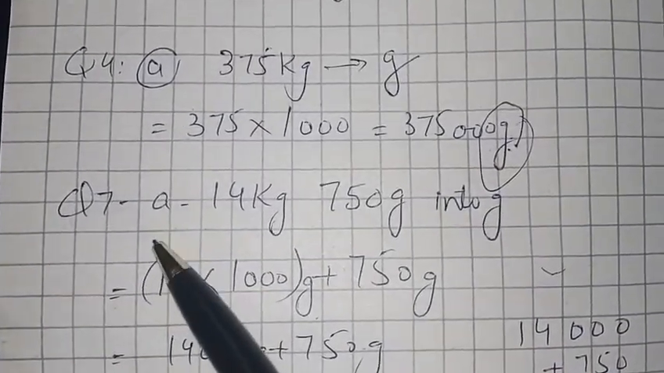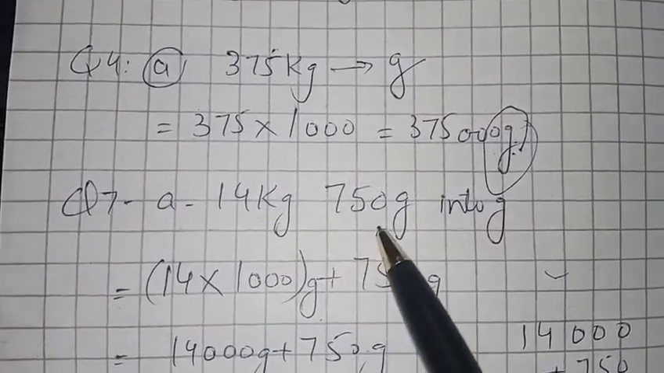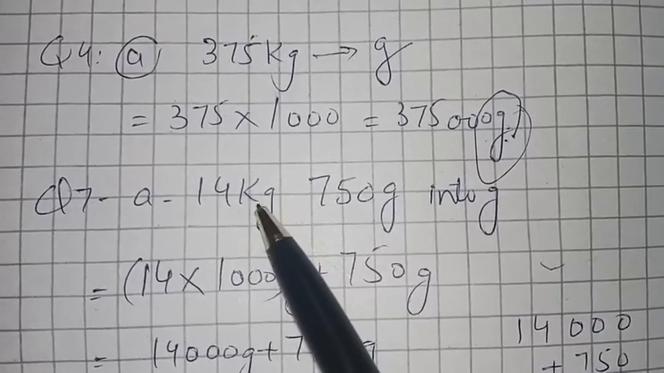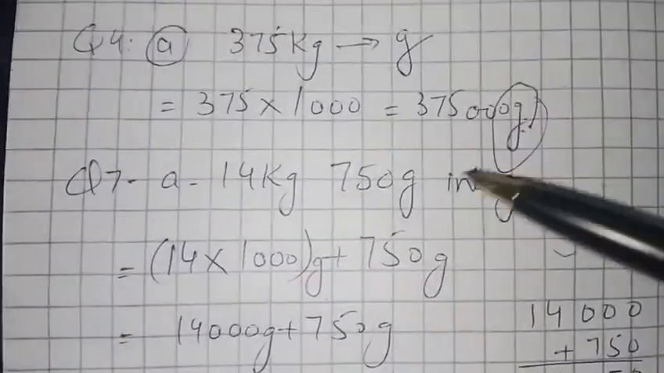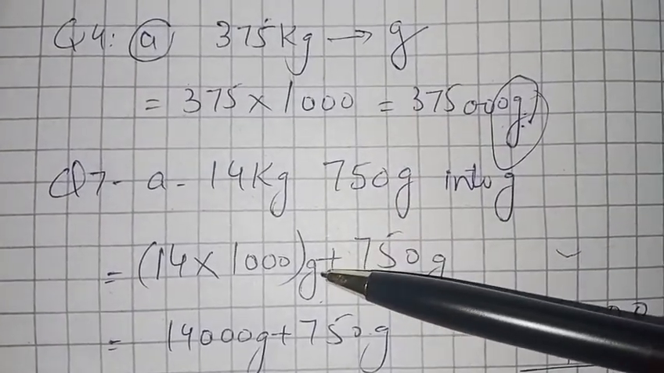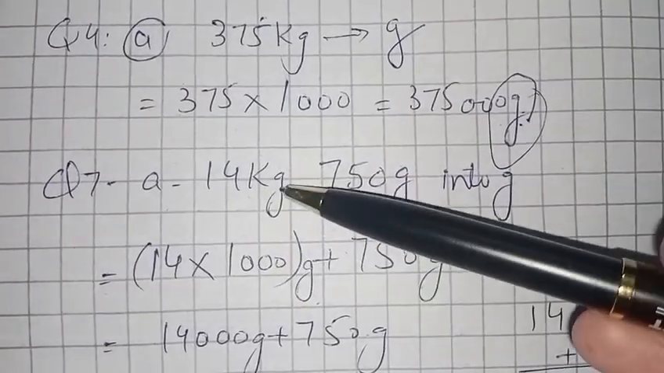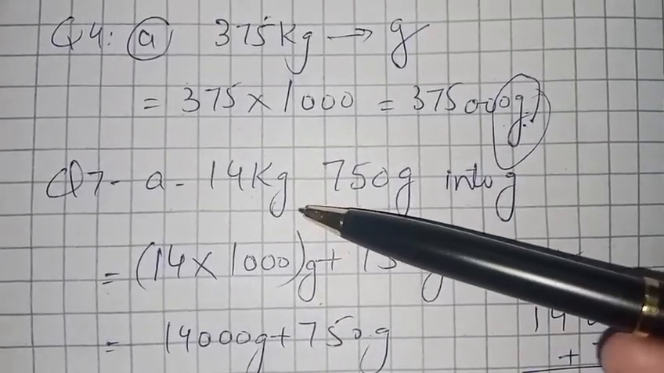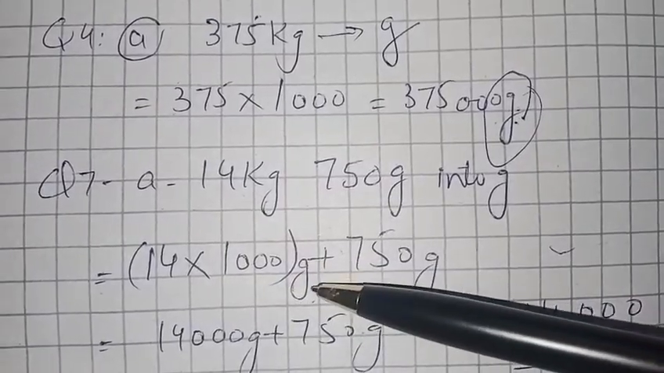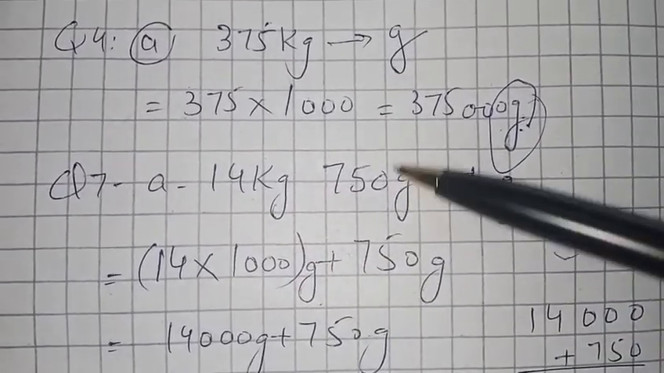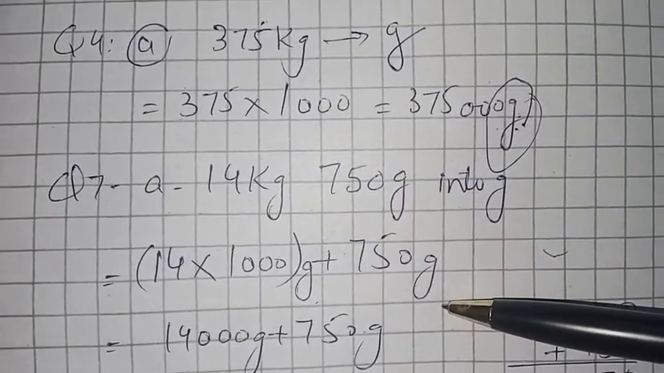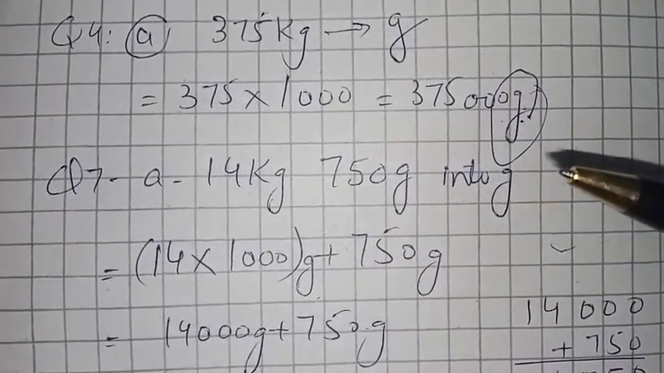Look at question number 7. A part: 14 kilogram, 750 gram into the gram. 14 kilogram means you have to multiply by 1000 again over here, and then add this gram value. Why do I write gram over here? Because I'm converting the kilogram into the gram. That is why I put the bracket. First I multiply it, whatever the answer will be, I will write down gram over here. And this value 750 is already in gram, so I don't need to write gram over here.